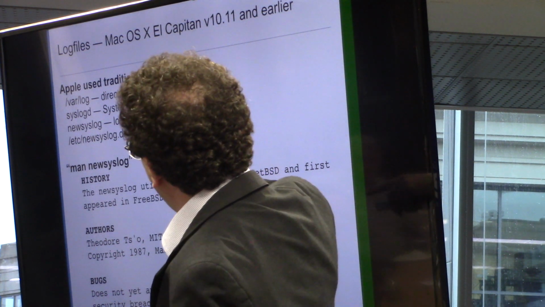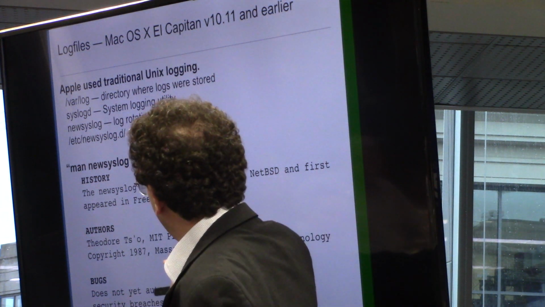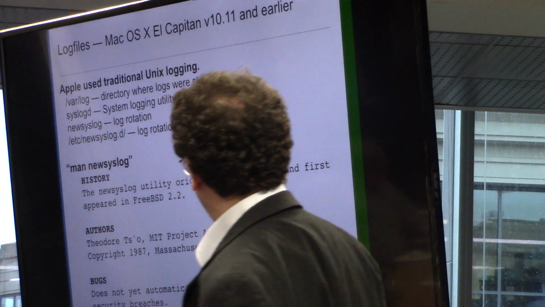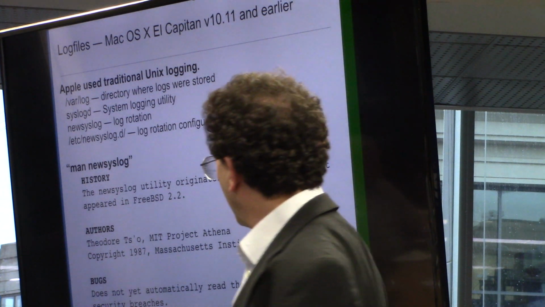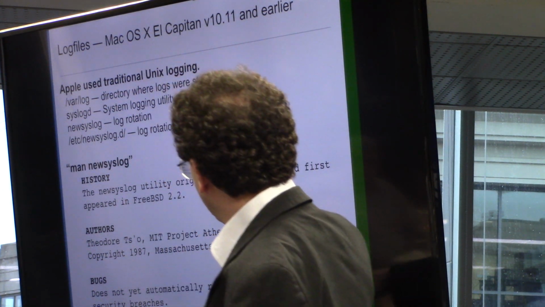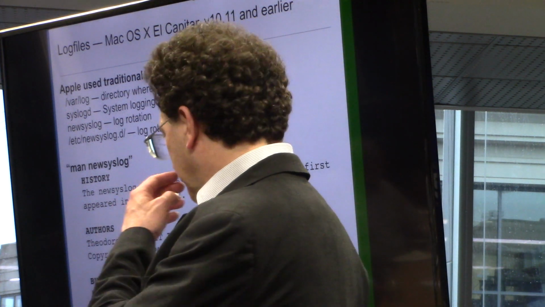And if you type man syslog, it tells you that this is a program that goes back to FreeBSD 2.2, and Ted Ts'o wrote it in 1987 when he worked for Project Athena, and I worked in the same office that he did, but he went to Red Hat. And the man page says, "Bugs: does not yet automatically read the logs to find security breaches," so Ted has a great sense of humor.